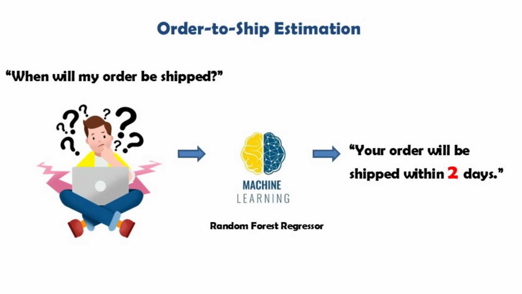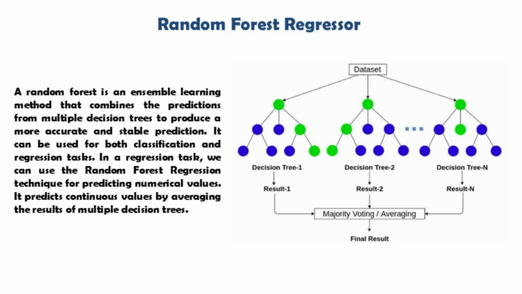Okay, so what is the order to ship estimation? It is a model that shows the customer when their order will be shipped. For example, after they order, they probably are going to ask, when will my order be shipped? And by utilizing the machine learning model, particularly the random forest regressor, we can answer that question, and we can create a response such as your order will be shipped within 2 days. And then we are going to use the random forest regressor.